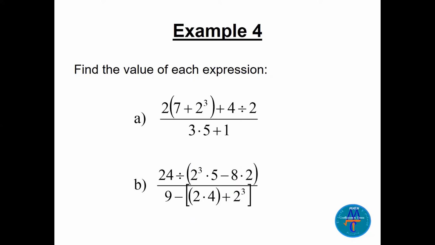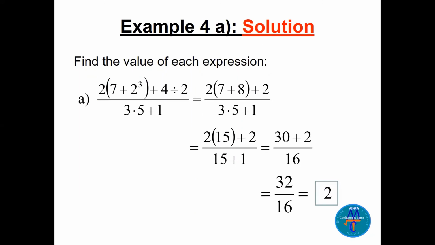Now, let's go. So for A, the answer is 2. If you get 2, then you are excellent in math. So look at here. We have to work in the numerator. There is a power here, 2 cubed. So 2 cubed is 8. And then inside the bracket, I should add 7 and 8 before I do anything. Inside the bracket, 15. And then I have a division. 4 divided by 2 is 2 outside.